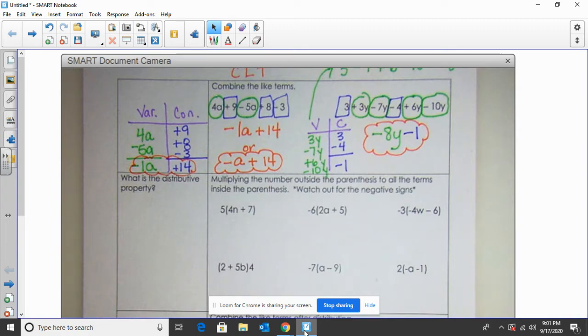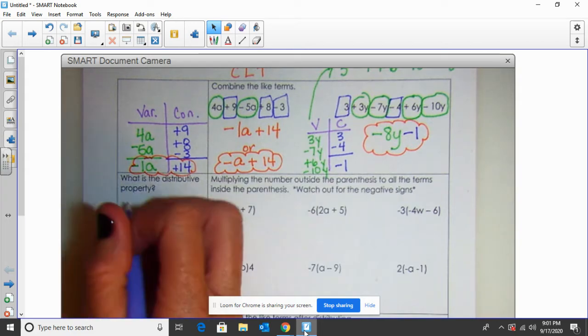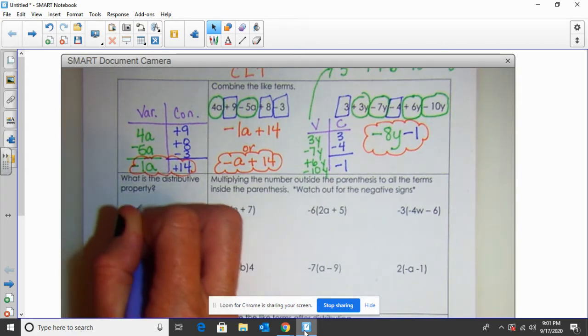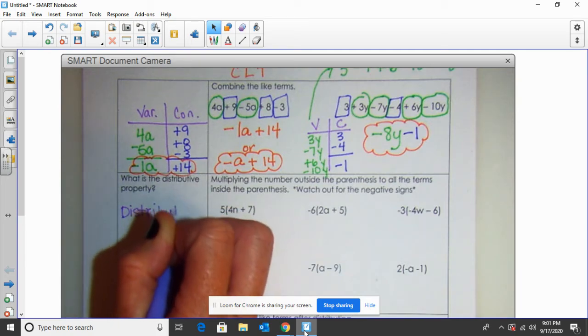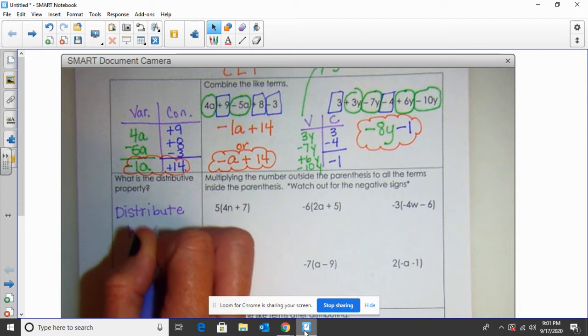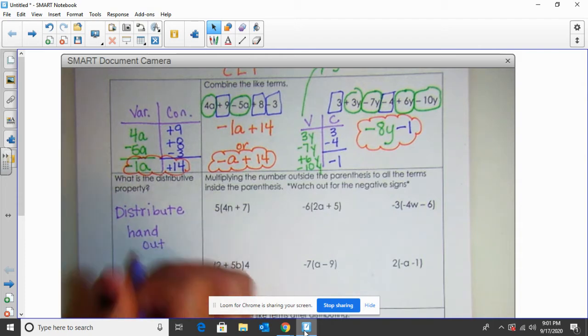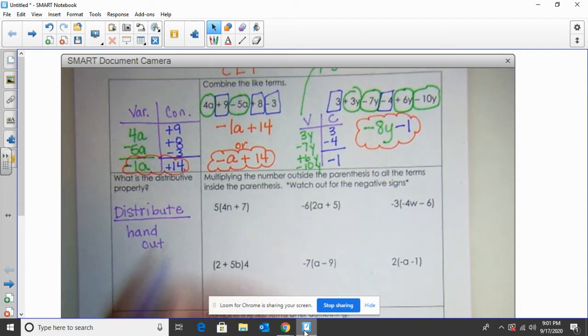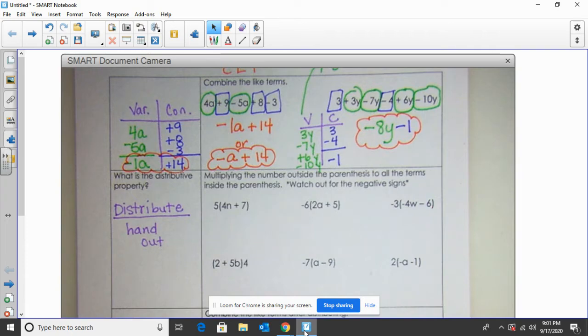The second part of our notes, when you're ready to come back, is called the distributive property. The word distribute means to hand something out. So you might want to make yourself a note. If I were to distribute candy to the whole class, I would have to hand out. And what's important about the word distribute is it's only fair when you give everybody the same thing.